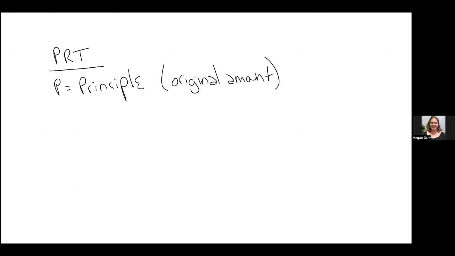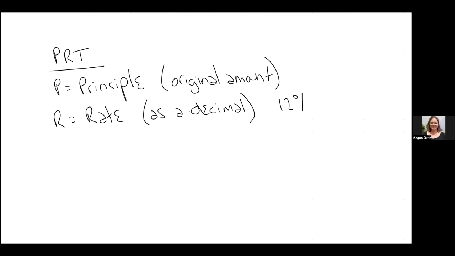What's R? Rate. And how do you write the rate? As a decimal. It is not the same thing. That's the problem. So 12% is what? 0.12. What is 2.3%? Okay, so just make sure that you always convert it to a decimal.